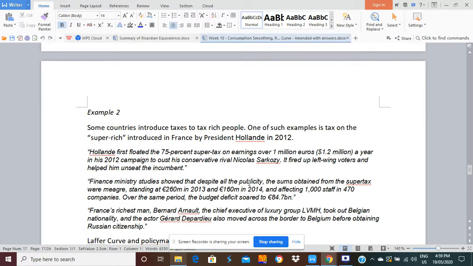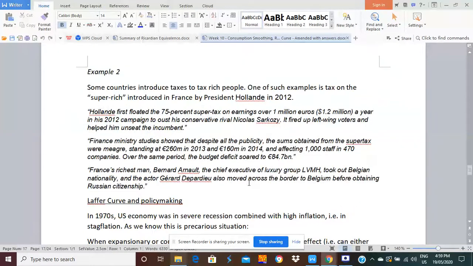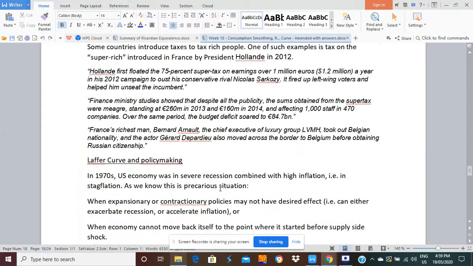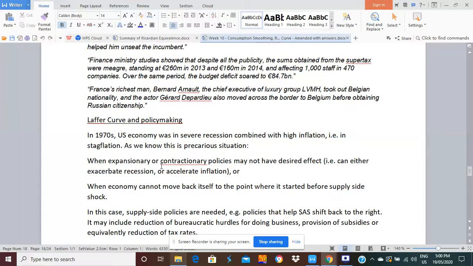That's the idea of Laffer. The idea is that government should know where the inflection point is. Also, regarding policy, you know that in the 70s, the United States had a problem of high taxation, and nothing worked. So in this situation, supply-side policy was adopted. In other words, remove hurdles, provide subsidies, but also reduce the taxes. The taxes were reduced across the board.